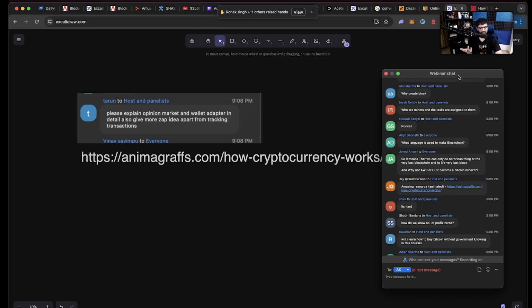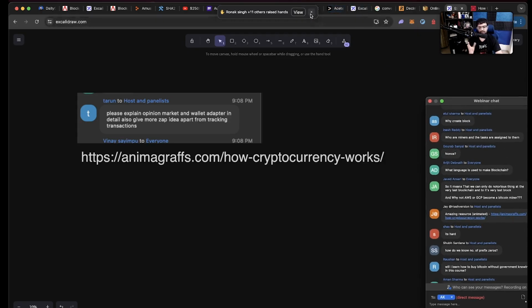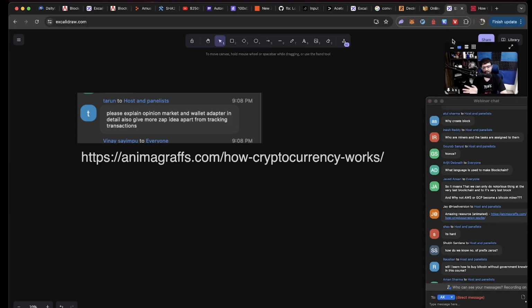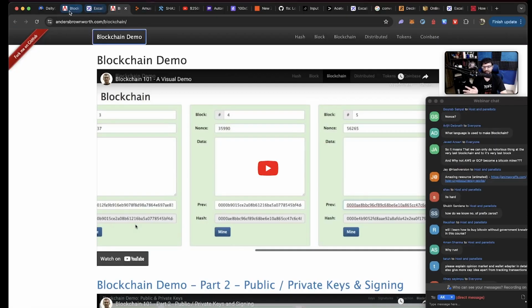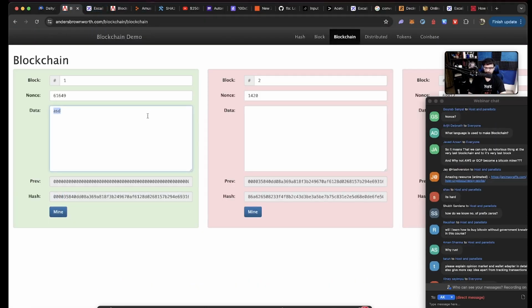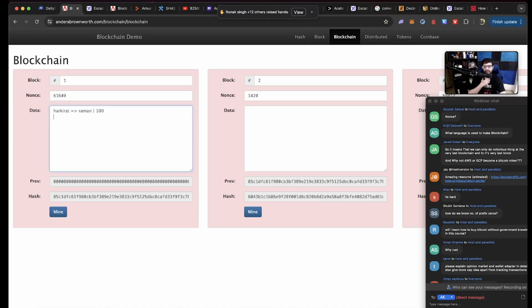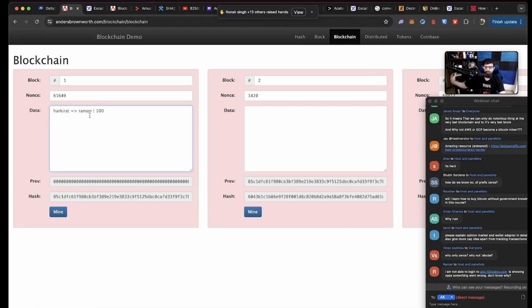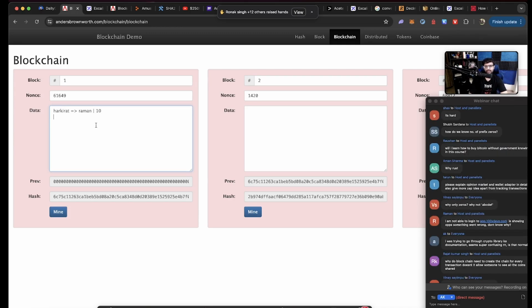To answer your first question, it means you can only do notorious things to the last block. Yes. When I say notorious things, I don't mean Harkirat sent Raman ₹100. The notorious thing you can do is change your own transaction. You can't really change someone else's transaction. As I said, these messages are signed. So if I am Harkirat and I have my private key, I can re-sign a message and decrease this to 10. I can do that in the last block or wherever. I cannot change someone else's signature. I don't have their private key.